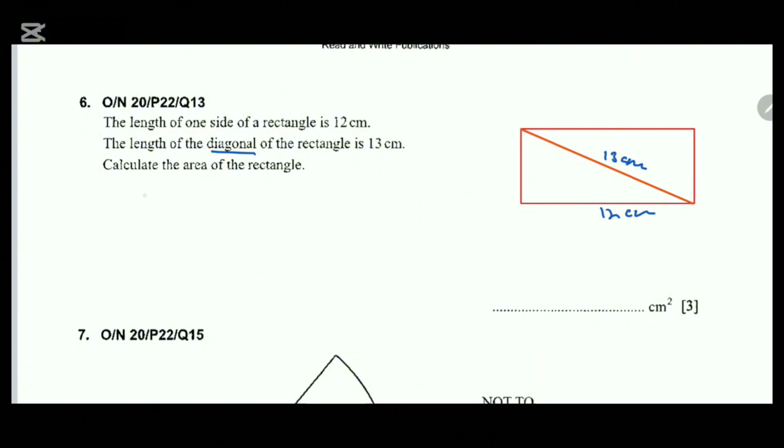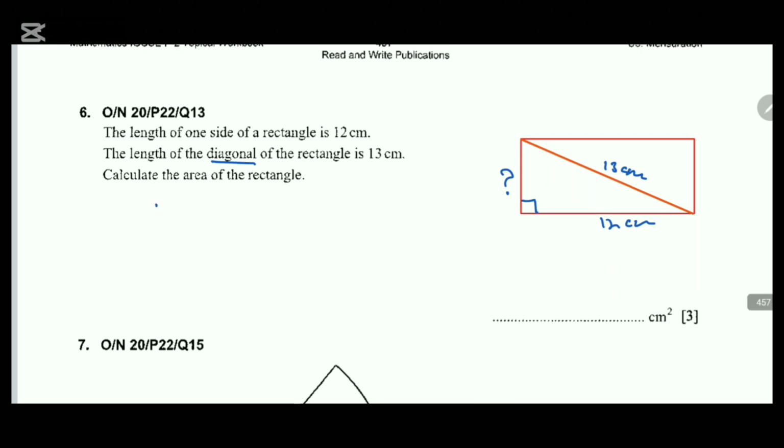For the area of a rectangle you should know the length and breadth as well. So this side you should know. For this side you can use Pythagoras theorem, because this is a right angle triangle. Hypotenuse square is equal to base square plus perpendicular square, that is not given. You can suppose it as height or perpendicular, or you can suppose it as x.